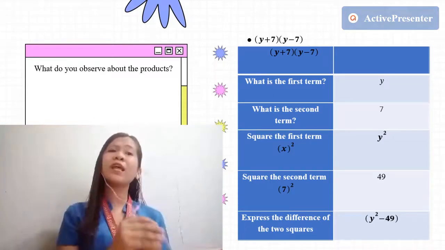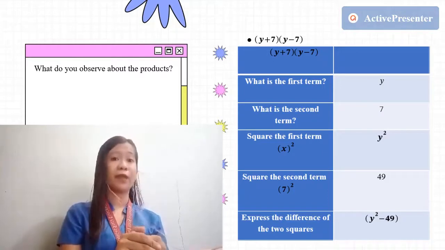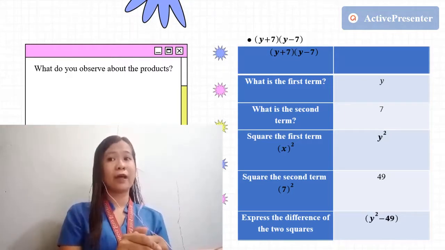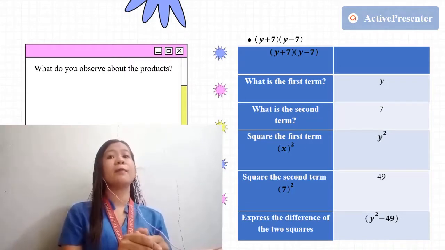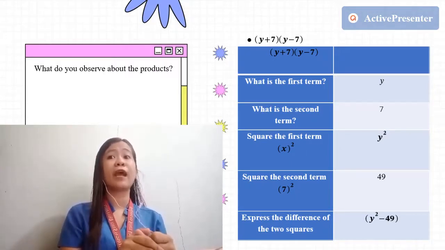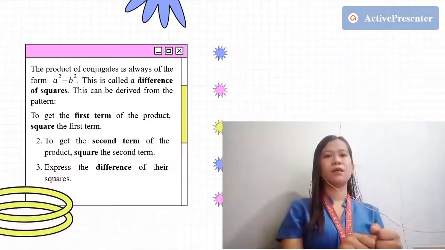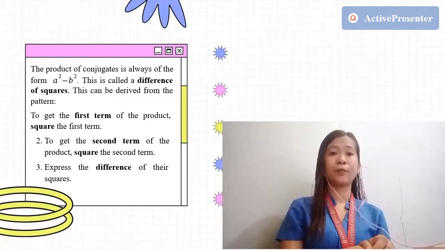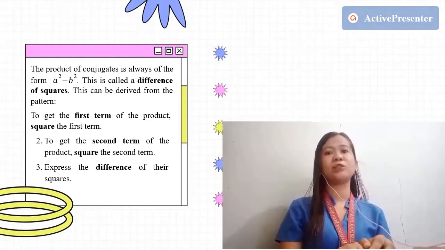So what have you observed in the product that we have? The product of the two binomials is also a binomial. Most products resulting from FOIL have been trinomials, right? But why is there no middle term? You have noticed that the two middle terms you get from the FOIL combine to 0 in every case. So the product of conjugate pairs is always of the form a squared minus b squared. This is called the difference of squares.